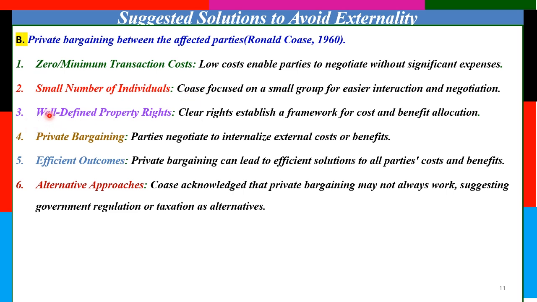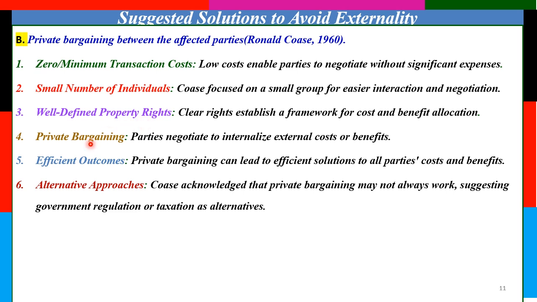Number three, well-defined property rights must exist. It means the rights establish a framework for the allocation of costs and benefits. If there is no well-defined property right, it is difficult to bargain with the two groups.